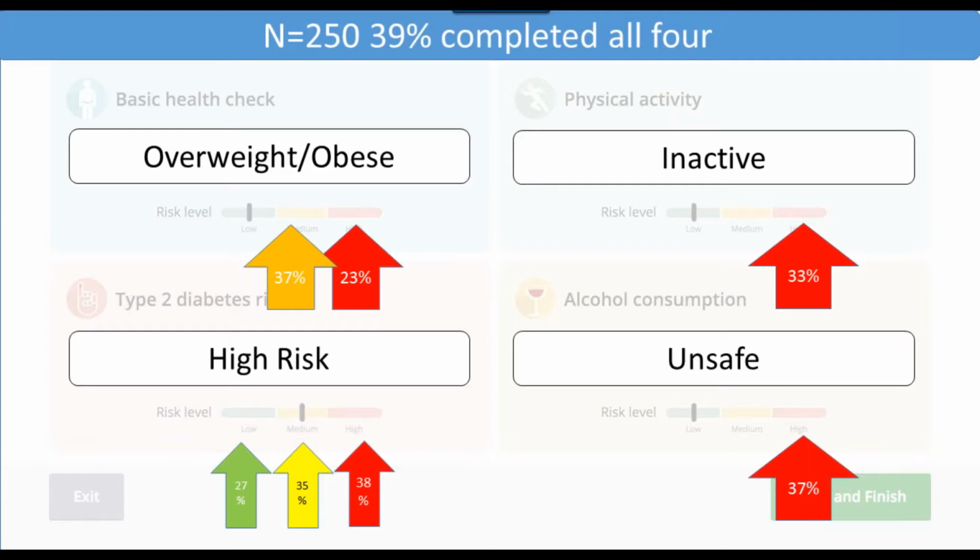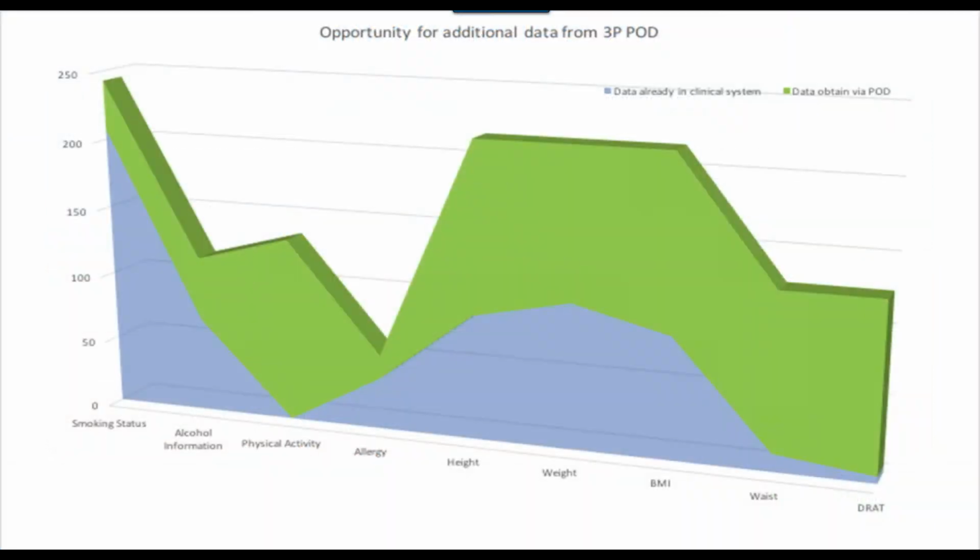And then we asked ourselves the question, well, is this new information, or did we already know about these people? So we compared the existing data we had for these patients and the new information provided by the pod. And so this chart, which looks complex, but it's really quite simple, the blue on this chart shows the data that's already in the clinical system in best practice. So this is the information we already knew. The green is the new information that we glean from them using the pod.